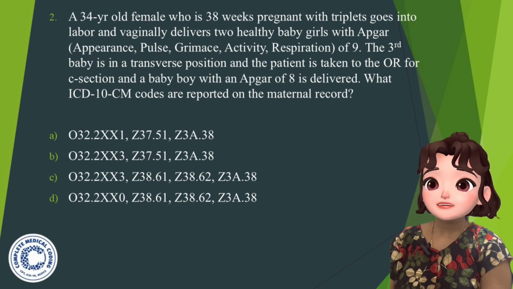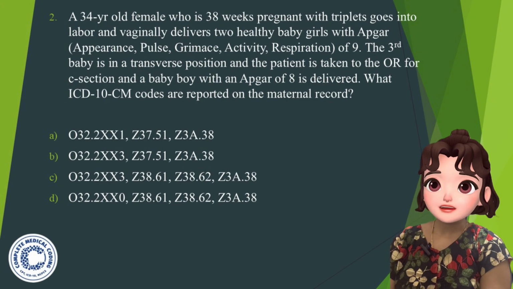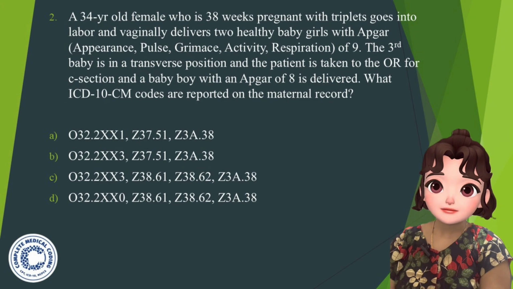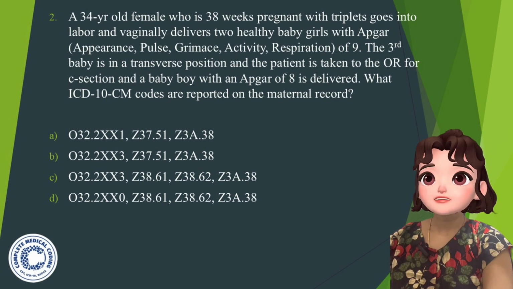And the third baby is in a transverse position, and the patient is taken to the operating room for C-section, and a baby boy with an APGAR of 8 is delivered. What ICD-10 CM codes are reported on the maternal record? So on the maternal record, what diagnoses are reported?